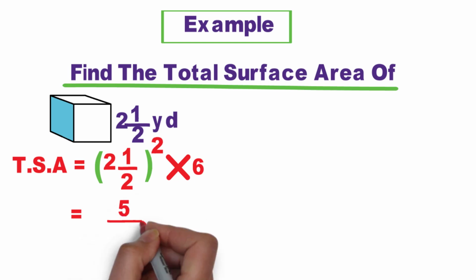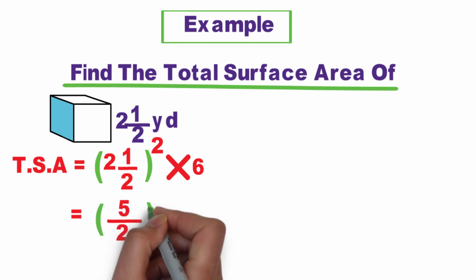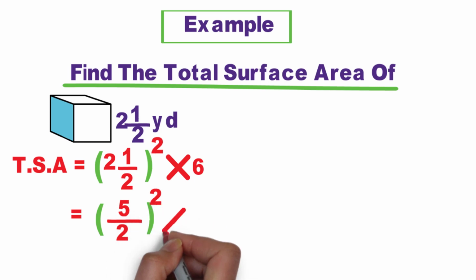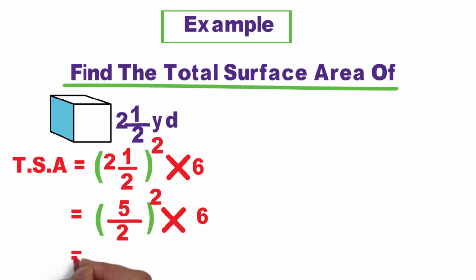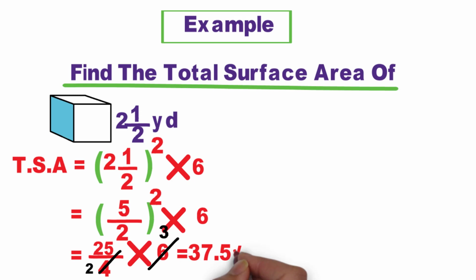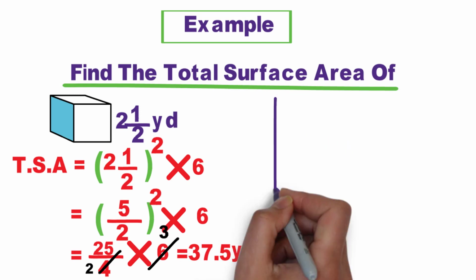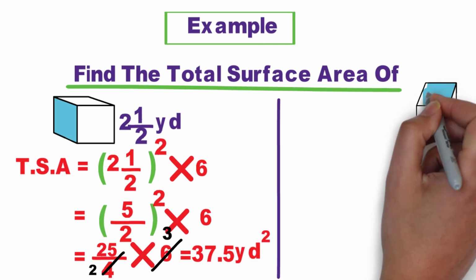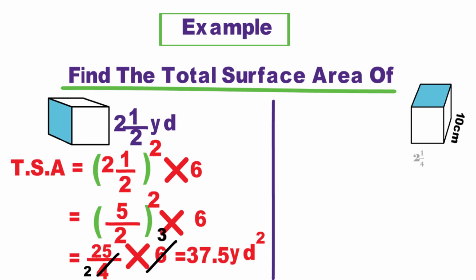Now, write 2.5 as an improper fraction. 2 times 2 equals 4 plus 1 equals 5, so it will be 5 over 2, squared, times 6. 5 over 2 times 5 over 2 equals 25 over 4, times 6. Now, cancel out common factors. 4 divided by 2 equals 2, and 6 divided by 2 equals 3. Now, 25 times 3 equals 75, divided by 2 equals 37.5 square yards.